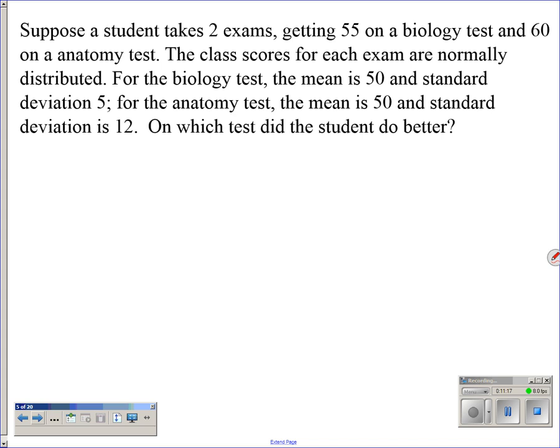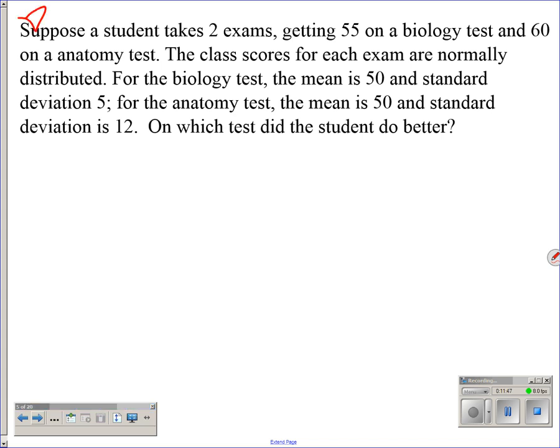This one's a little bit better. This one goes more along the lines of the SAT and the ACT thing I was talking about. It says, suppose a student takes 2 exams, getting 55 on a biology test and a 60 on an anatomy test. I don't know what scale they're both graded out of. It could be both out of 100, it couldn't be. I don't know which one was harder, which one had more questions. You can't compare the two grades together because they're 2 separate groups, 2 separate tests. What you can do is use the information of what everybody got to compute their z-score and then compare.